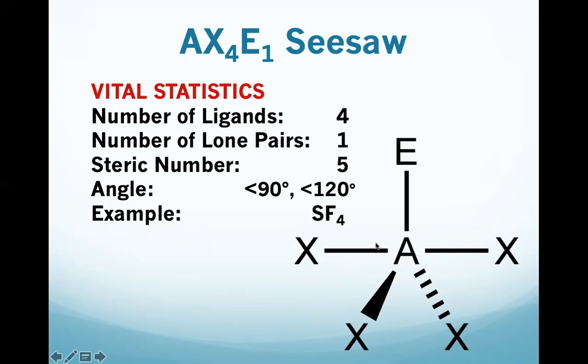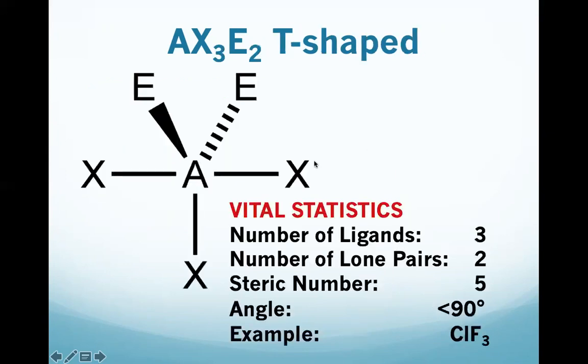All right, then what we do is let's add another lone pair. So now we'll substitute another one of these X's or bonded atoms, and we'll put another lone pair there. And now we get T-shaped. So if we take a look here, imagine these being the legs of that seesaw. Now there are lone pairs. What are we left with? We're left with the T. And so this is T-shaped when we have 3 ligands and 2 lone pairs on the central atom.